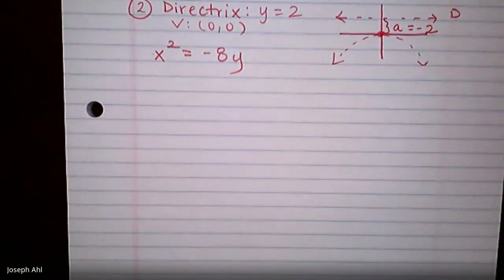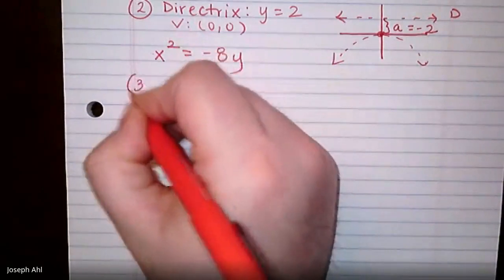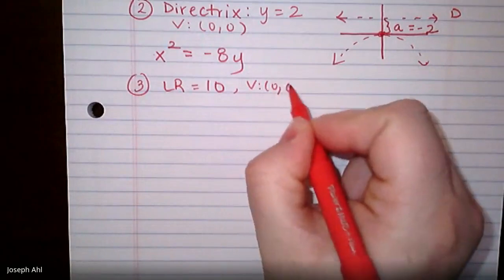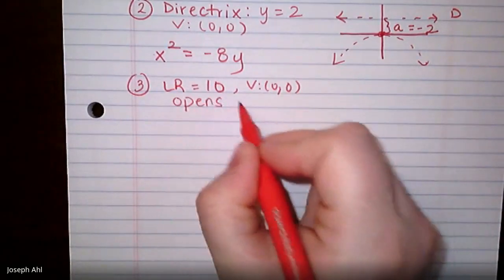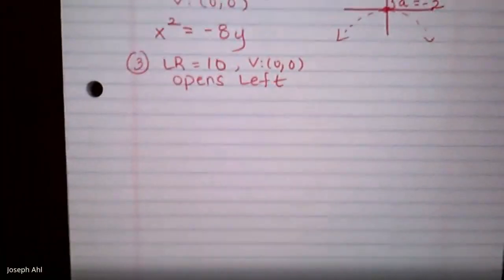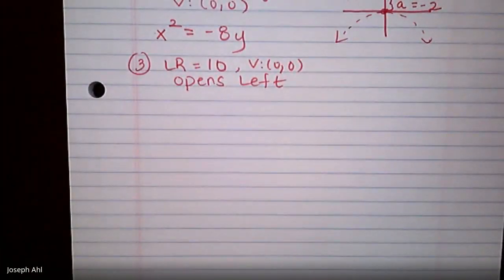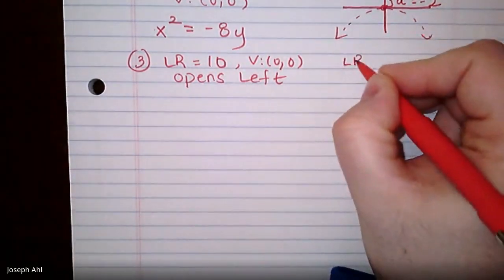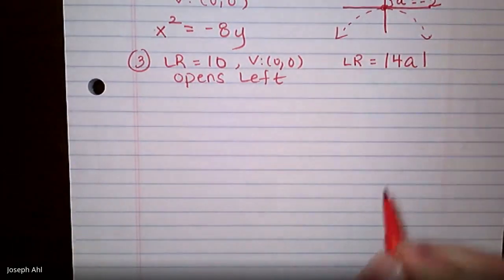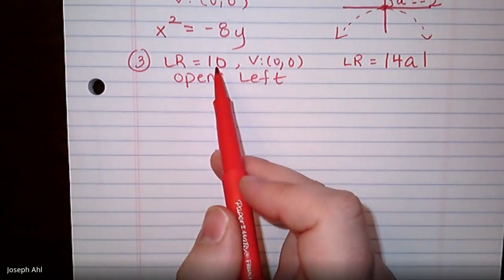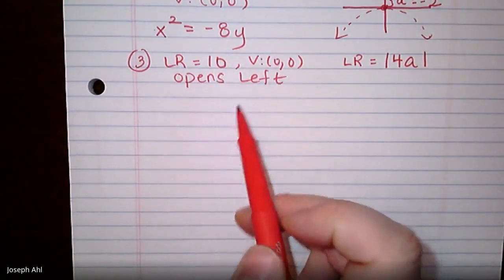Okay, let's try one where we know the length of the LR, the latus rectum. LR is 10, the vertex is 0, 0, and I'm going to tell you that this opens up to the left. If I didn't tell you to open up to the left, there wouldn't have been enough info to get the correct equation here. But remember that the length of the LR in general is the absolute value of 4a. So knowing that this number represents 4a, there's not really a lot of work to do, because that's the number that has to go into the equation.